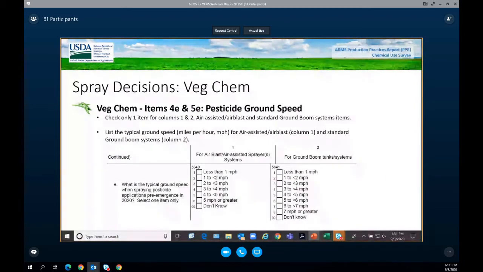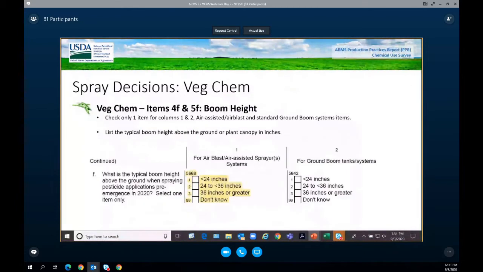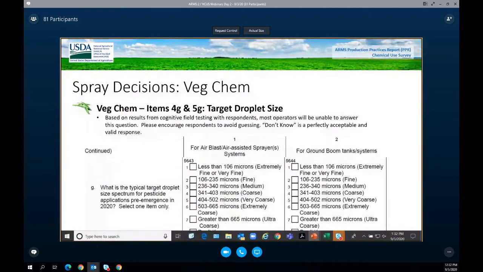Application ground speed, again, pretty straightforward. This is in miles per hour for the different setups. Typical boom height, application height. For pre-emergent applications where you're talking just an application before the crop is planted, this would be distance above the soil. For post-emergence, where you're making a foliar application to a crop, we're asking about distance above the crop canopy. But most growers had no problem at all with this.